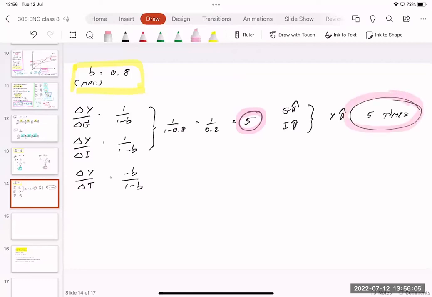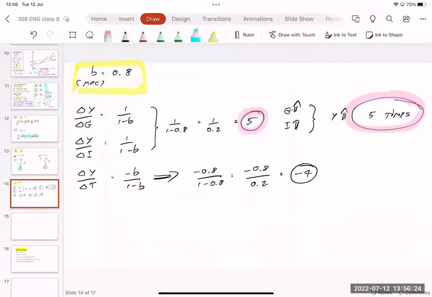Okay. How about tax? Minus B over 1 minus B, where B equals 0.8. You get minus 0.8 over 1 minus 0.8. You get minus 0.8 over 0.2. You get minus 4. This is minus. It's a negative relationship. It means that if the government taxes less, the GDP, the whole economy, is going to go up, a negative relationship, going up 4 times.